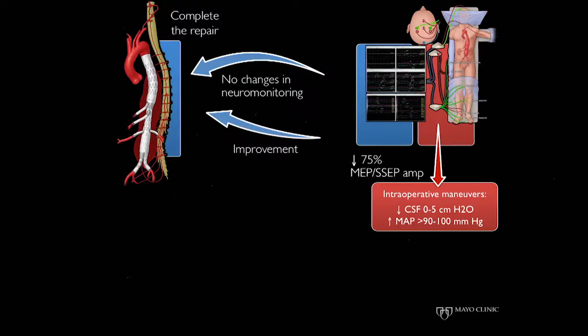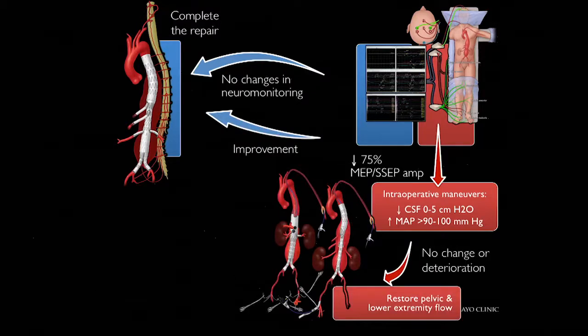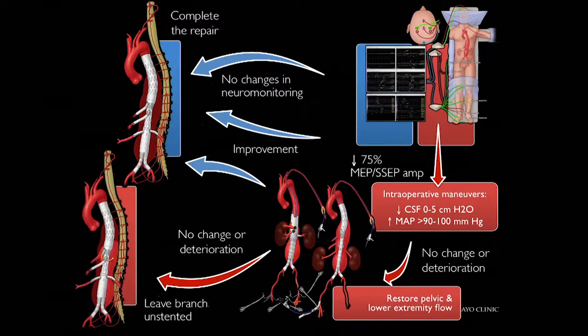However, if there is no reversal, we then restore flow to the lower extremities, and we expect within a few minutes there will be a complete reversal of the motor evoked potential changes. If there is reversal, we then complete the repair. However, if there is no reversal, we leave the repair incomplete by not placing either the celiac stent or the contralateral gate of the bifurcated device.